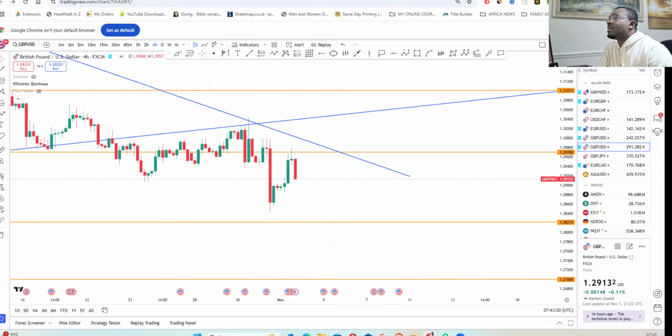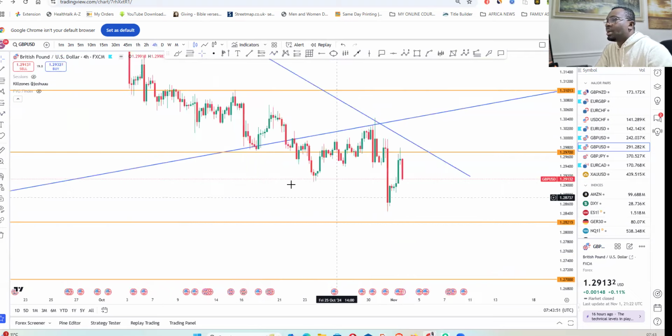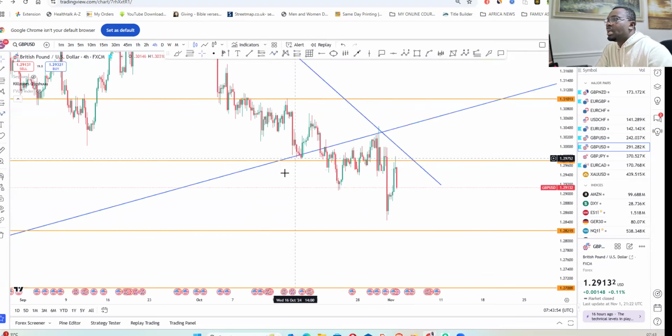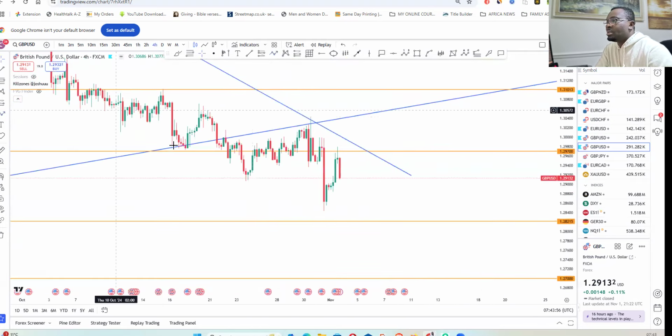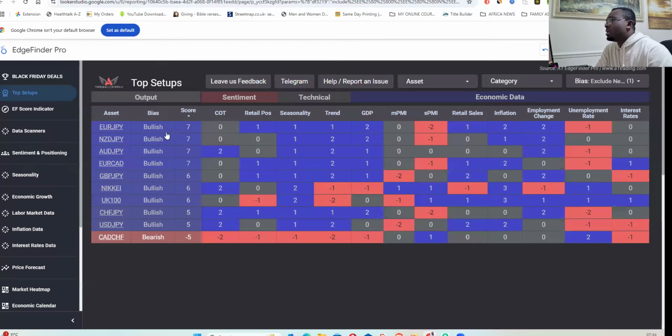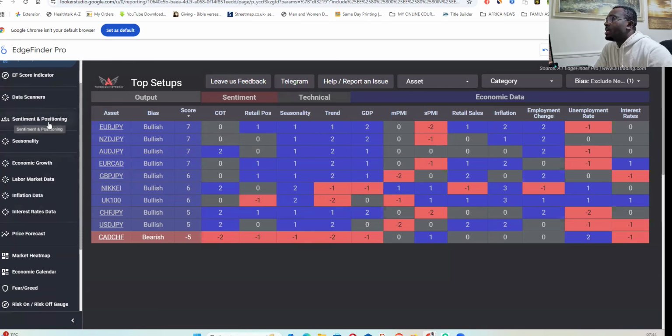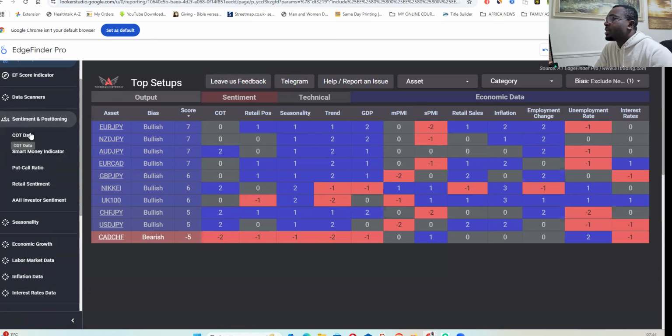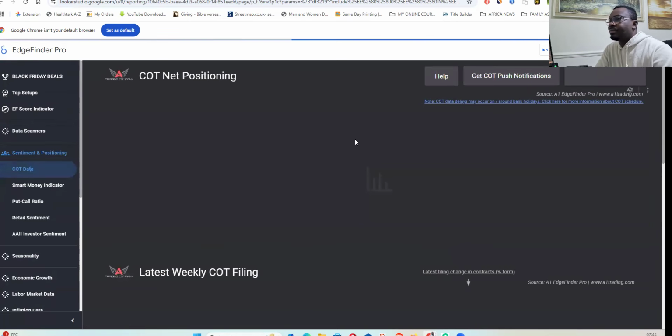Now, let me confirm that, first of all, although GU is indecisive based on the movements that have been happening. Let me show you something on my Edge Finder quickly. Let me go to sentiment and position. Okay, let's look at the COT data first.